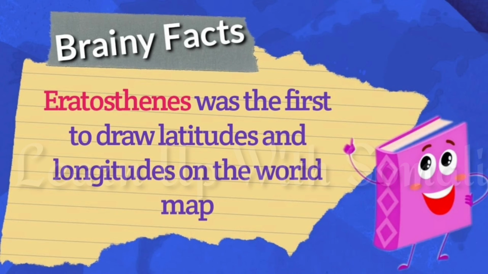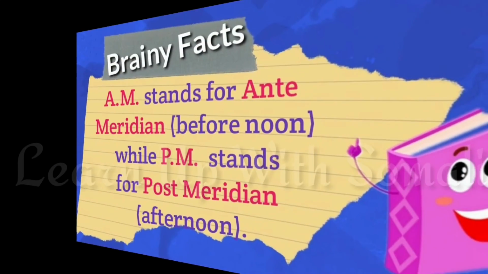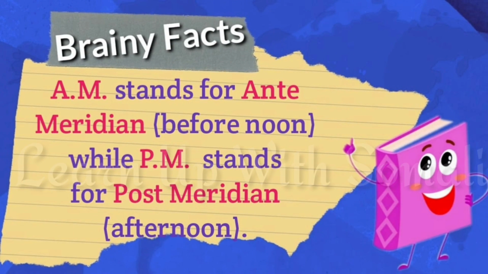Eratosthenes was the first to draw latitudes and longitudes on the world map. If you see the international date line, that is 180 degree east or 180 degree west, the international date line is actually not a straight line, as it has to avoid the islands coming in its way. AM stands for anti-meridian, that is before noon, while PM stands for post-meridian, that is afternoon.